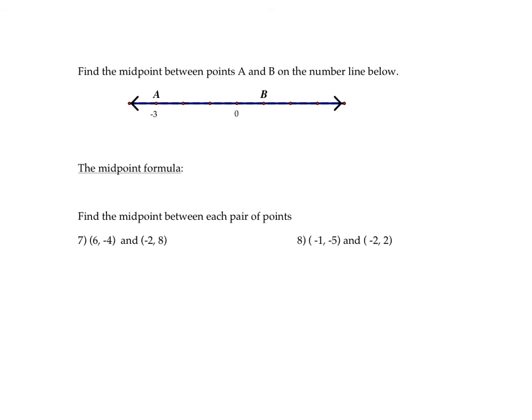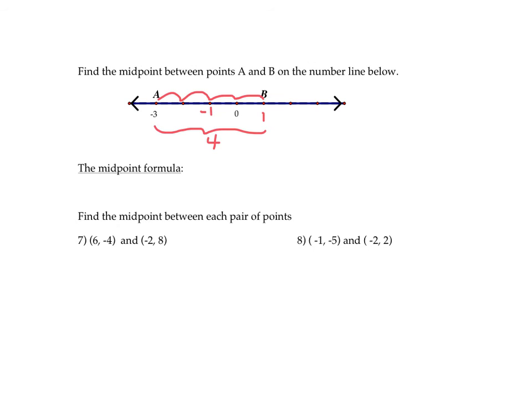Okay, the second major topic for our lesson today is midpoint. It says find the midpoint between points A and B on the number line below. If you take a look, these points are evenly spaced, and point B has a coordinate of 1. And notice that the distance from A to B is 4 units. You count over 1, 2, 3, 4. So the midpoint would be halfway, or at 2 units. So the midpoint of this number line is at -1, or the midpoint of line segment AB is at -1.